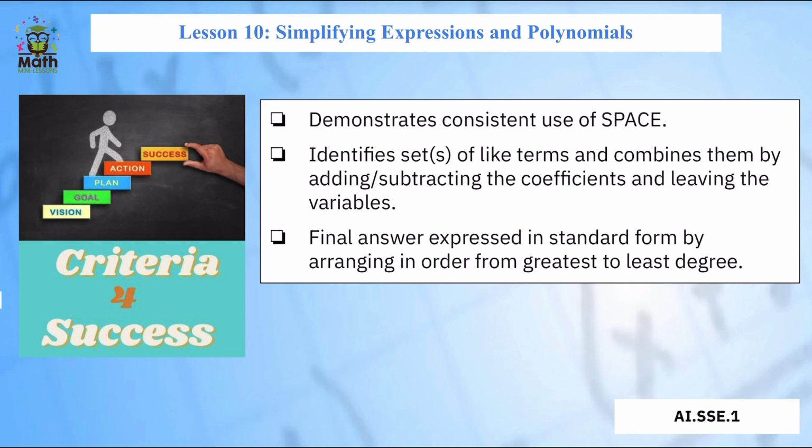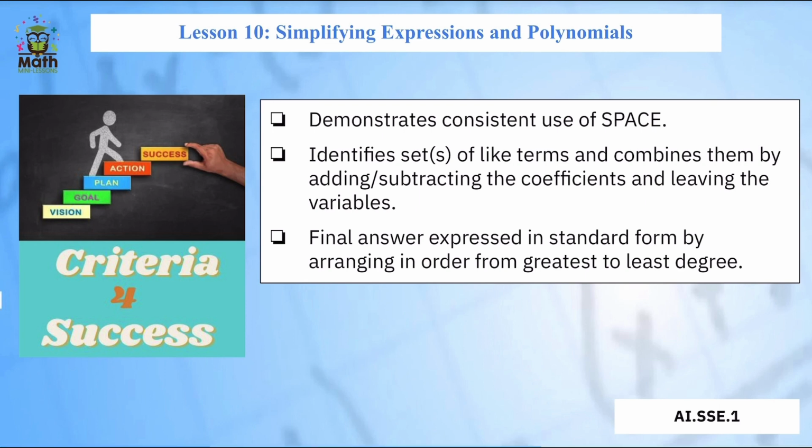Welcome to lesson 10, simplifying expressions and polynomials. In this lesson, you're going to look for a few things. One, that we can use space to accurately simplify, that we can identify sets of like terms to combine them. So that's going to be a big part of it. Can we recognize them? And adding and subtracting coefficients, leaving the variables. So when we see them, can we add and subtract correctly?